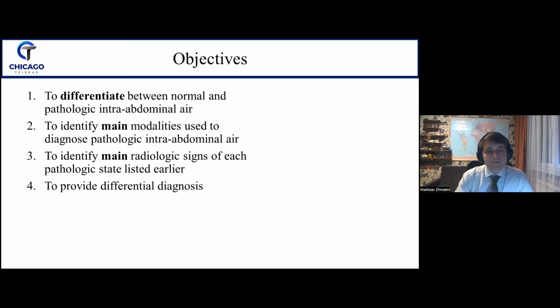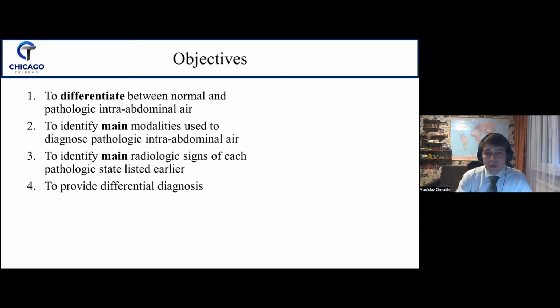So these are four objectives, or things that I want to explain during my presentation, if you will. The first one is to differentiate between normal and pathologic intra-abdominal air. Basically, because how can we know if this is a pathological intra-abdominal air without knowing what's normal?